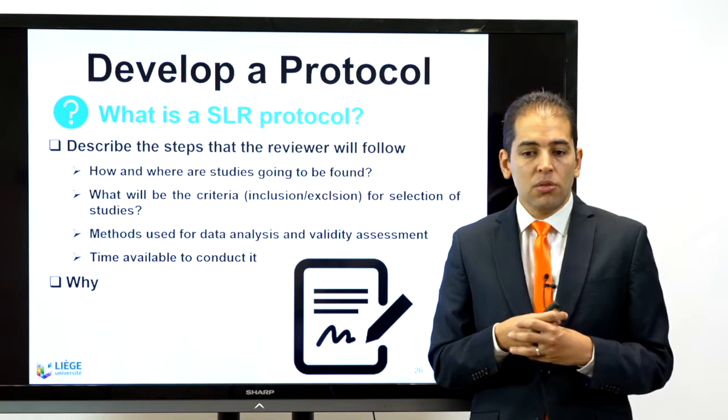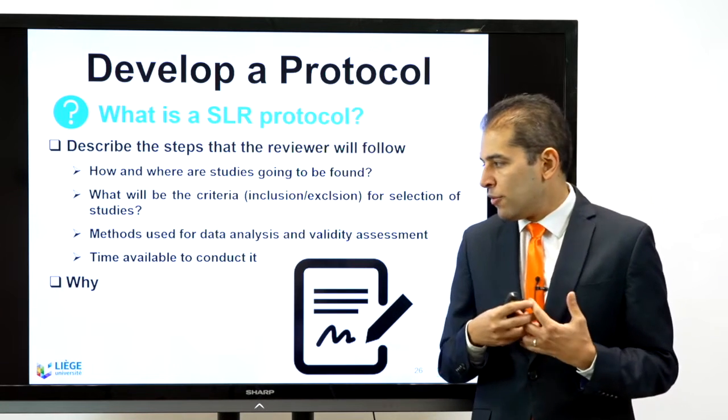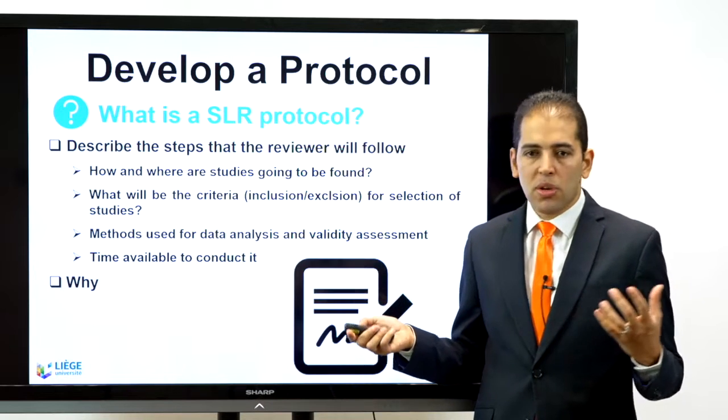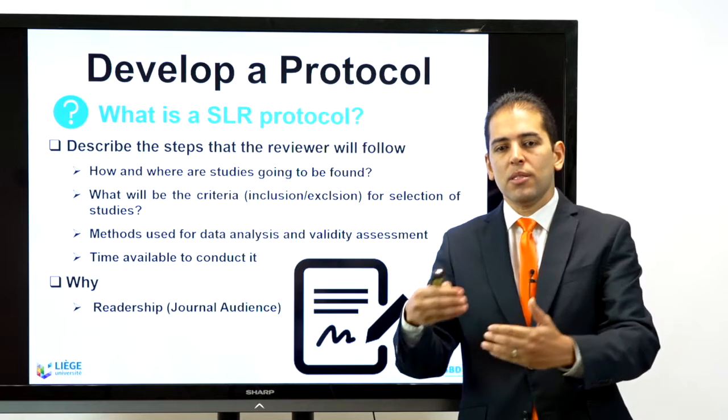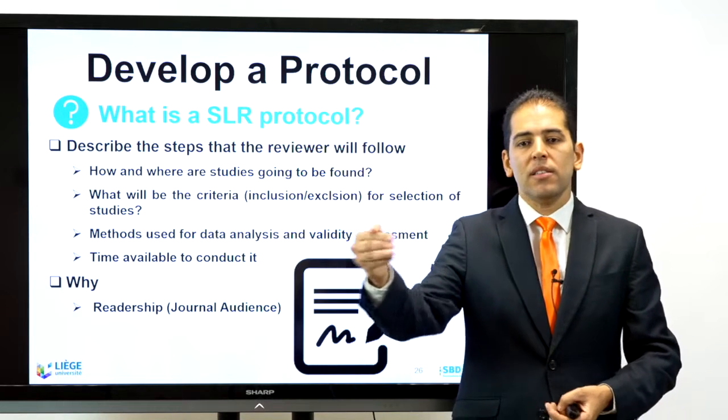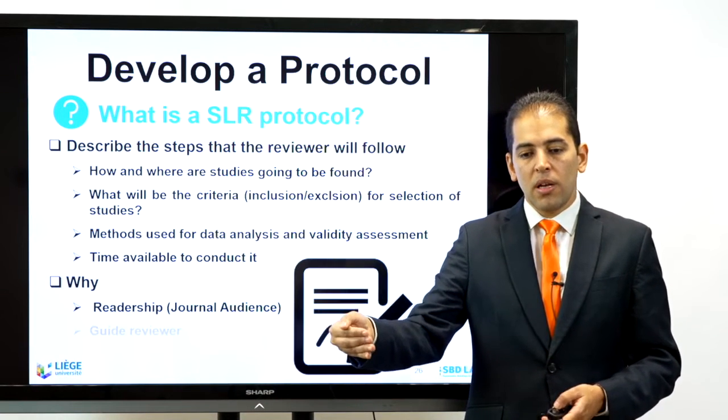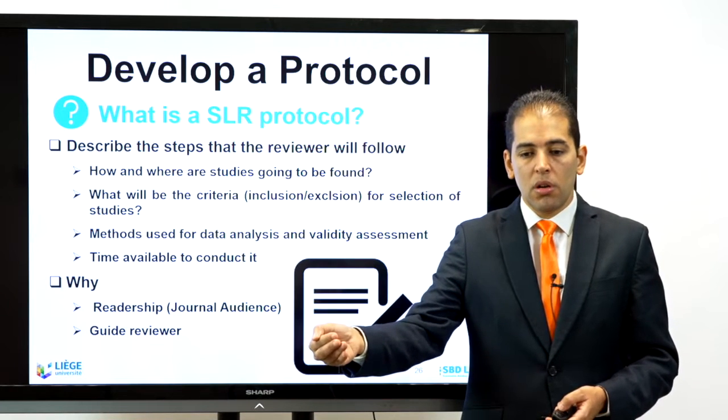Now, the other aspect that you need to answer during the development of your protocol for the systematic literature review is to ask yourself why I'm doing it. So you need to ask yourself, what will be the readership of my systematic literature review? Who is the end reader? What is the journal name? What could be the potential authors?